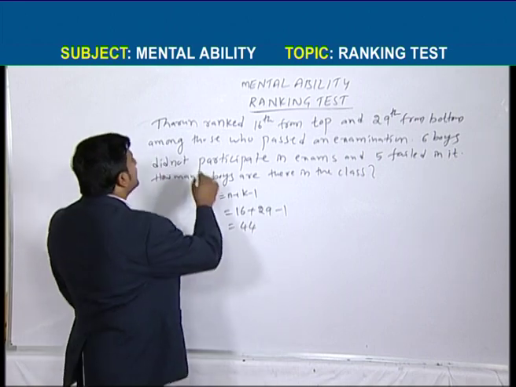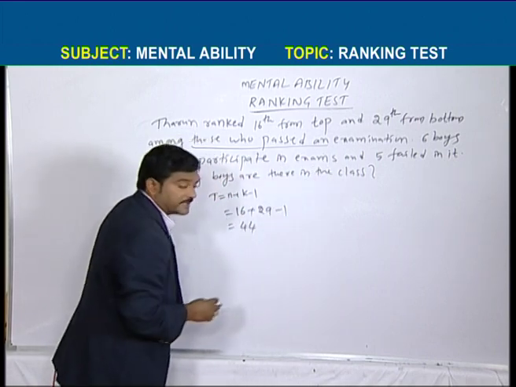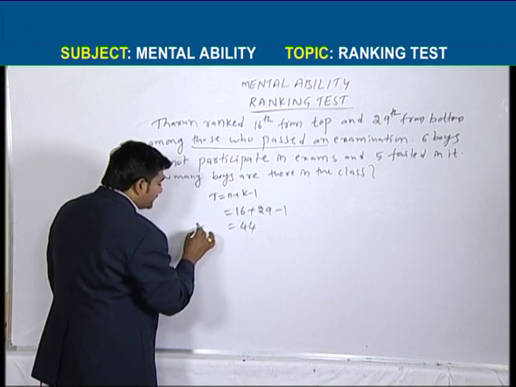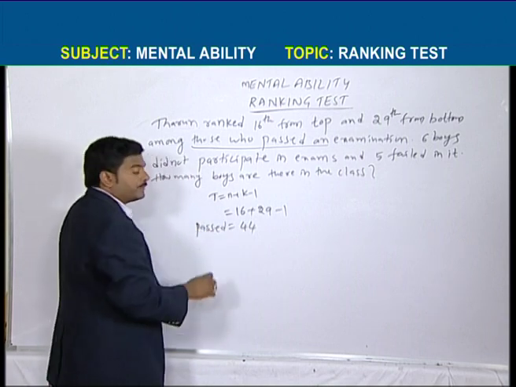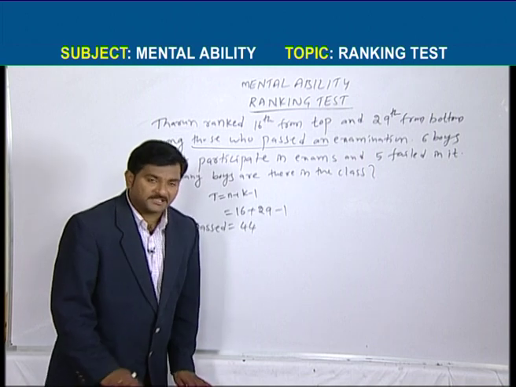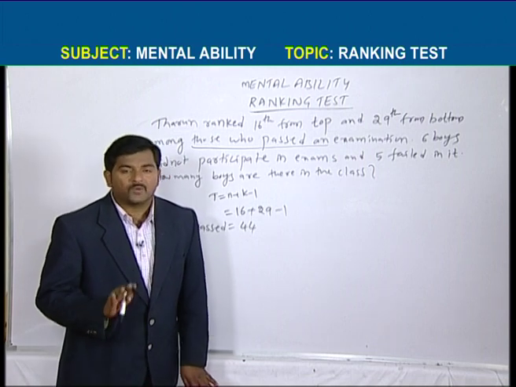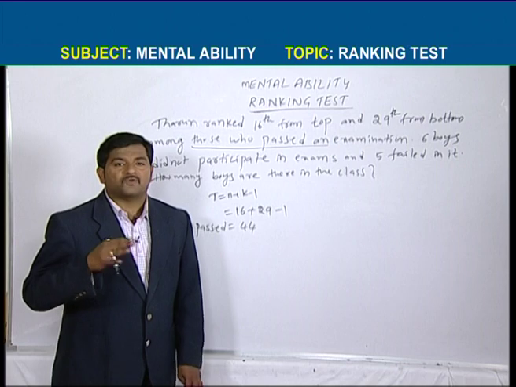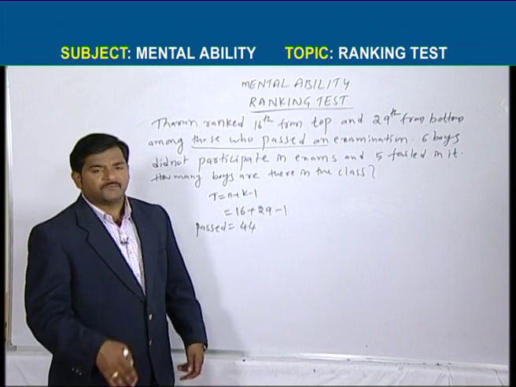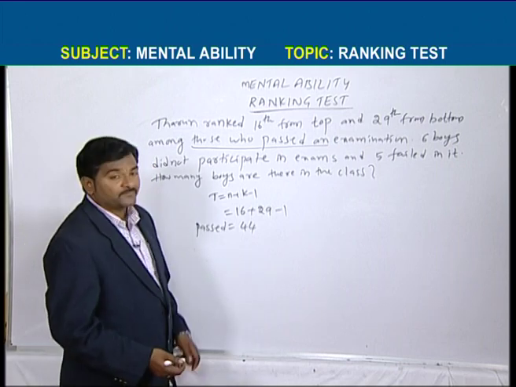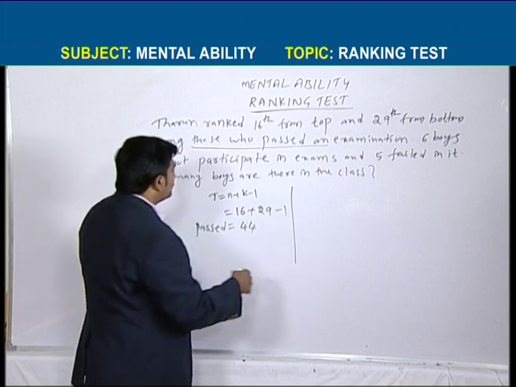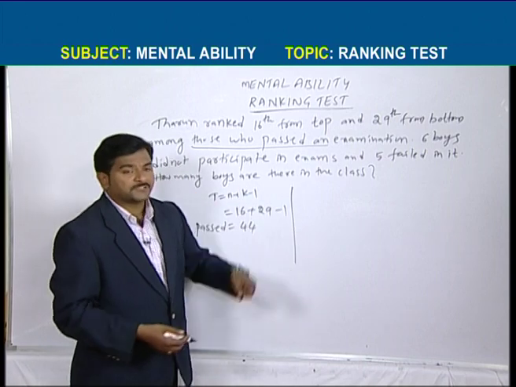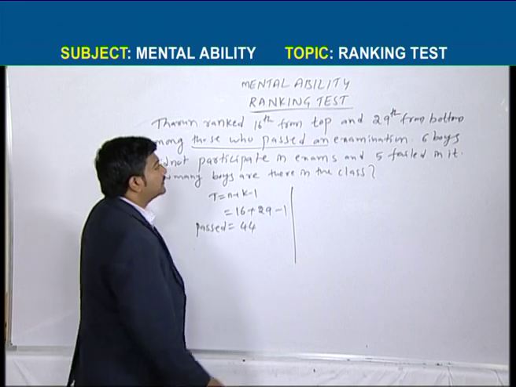44 is indicating what? Among those who passed an examination, 44 are simply the passed candidates. Or in other words, 44 ranks are there in that exam. 44 ranks means 44 passed. I don't want this. What did he ask to find? How many boys are there in the class? Total boys I have to find out.